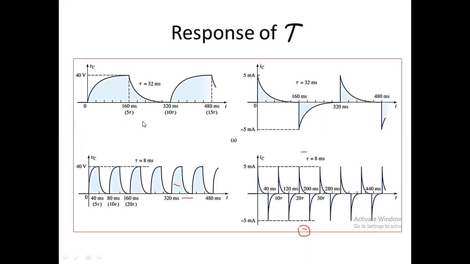Now, if we reduce the tau to 10 milliseconds, it means the 5 tau will be reached in 40 milliseconds. In that case, the 5 tau was reached in 160 milliseconds, but now 5 tau is reached in 40 milliseconds. So the time required for any capacitor to completely charge or discharge has been reduced. You can compare: in 160 milliseconds it was only charged, but now in 160 milliseconds the capacitor has been charged and completely discharged twice. And this is the case for the IC.